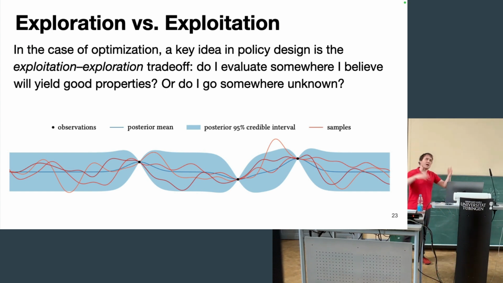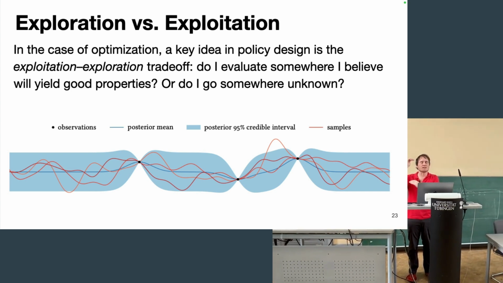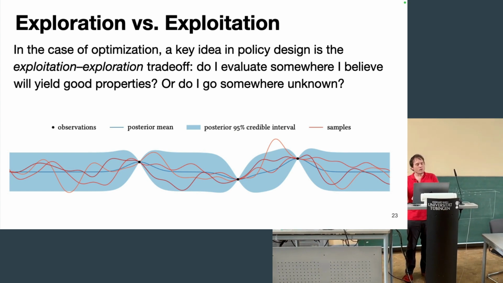OK, but what if I have a different goal in mind? What if I want to do optimization of this function? So now I face this tension of exploration versus exploitation, this kind of classic trade-off in experimental design, which is that if my goal is to, say, maximize this function, then every time I design an experiment, I have to reason about whether I want to evaluate the function somewhere where I believe it's going to yield good properties, like where maybe my posterior mean of my Gaussian process is high, or if I want to still measure somewhere relatively unknown.